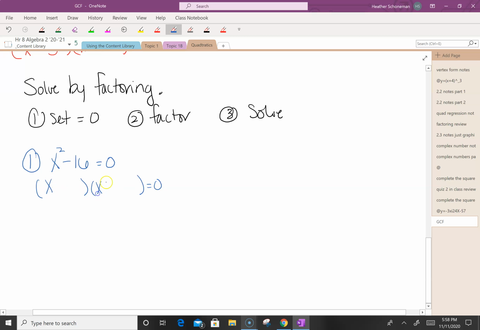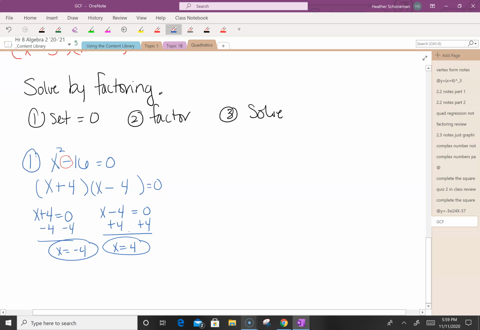The square root of x squared is x. The square root of 16 is 4. One's plus, one's minus, because they're always opposite signs. But since I started with a minus, there is no i. The last step is to write your equations and solve. So either x plus 4 equals 0 or x minus 4 equals 0. So on this one we subtract 4, so we get x equals negative 4. Here we add 4, so we get x equals positive 4. And those are my 2 answers.